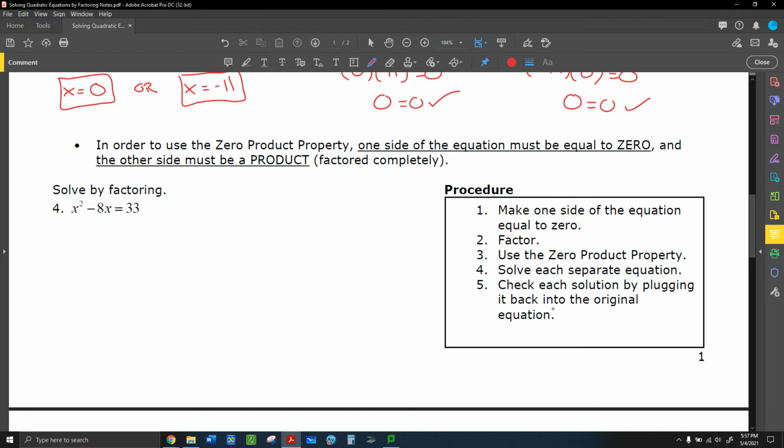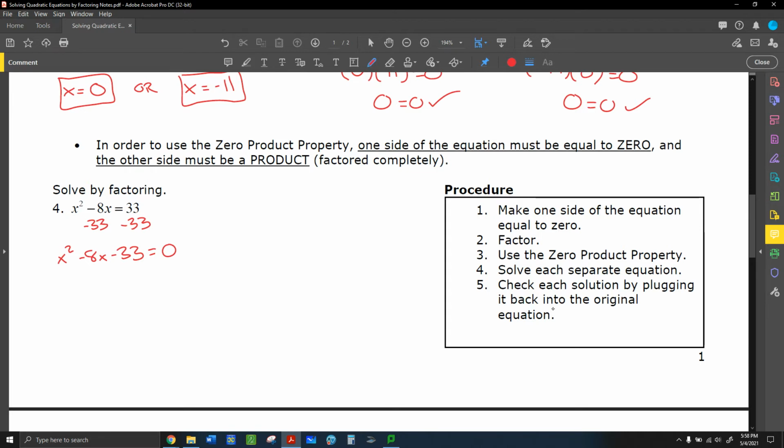So step 1 is to make sure one side of the equation is equal to 0. I noticed that in number 4 here, we don't have that it's equal to 0. In order to set it equal to 0, we're going to subtract 33 from both sides. So we have x squared minus 8x minus 33 is equal to 0. Step 1, done. Step 2 is to factor.